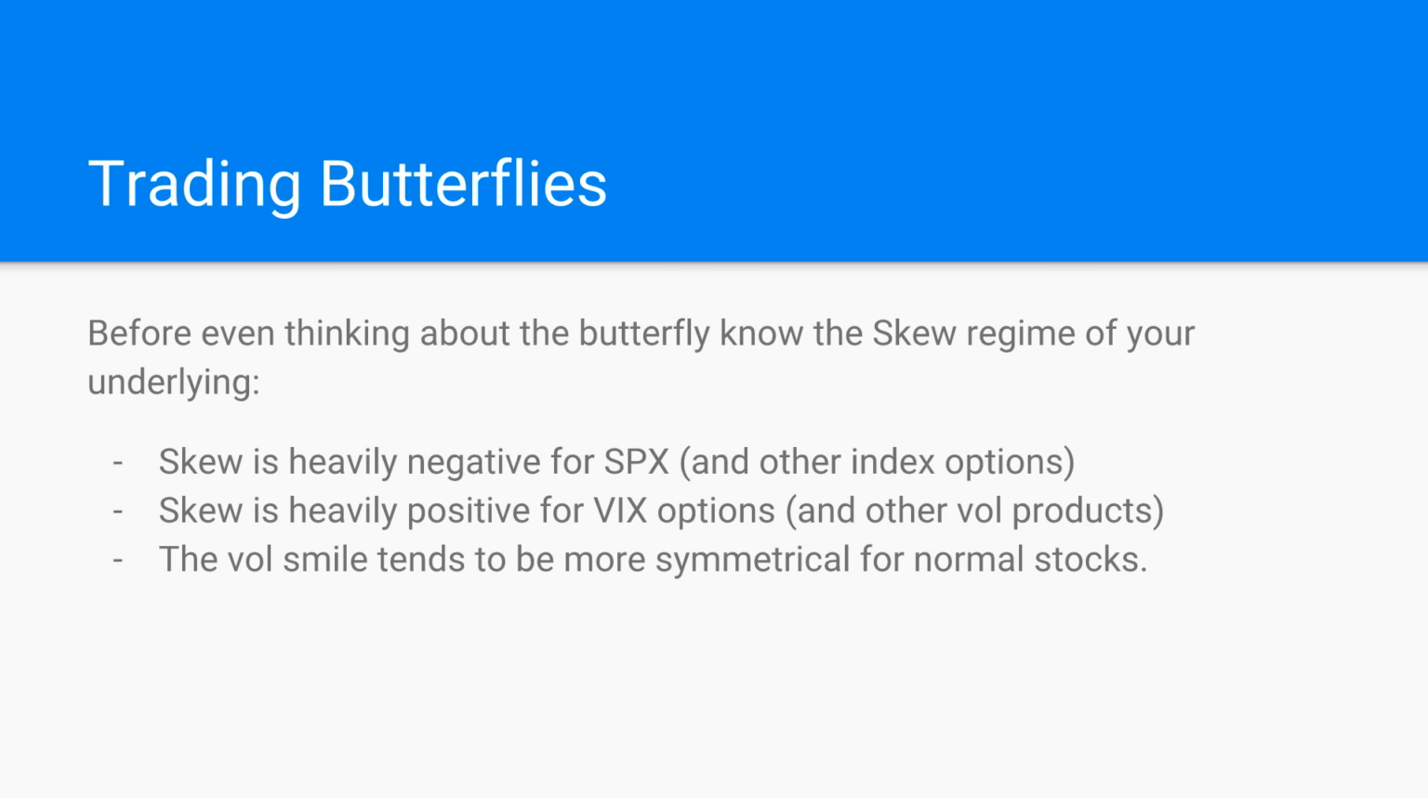Most of the time skew has very well-defined regimes, and I am going to give you the cheat sheet, as they say. Now, the skew is heavily negative for SPX and other index options. So if you are planning on doing an index option trade, SPX or SPY or ES or something like that, then you know right away off the bat that skew is heavily negative, and because of that you know that the mass peak will be to the left of the body.